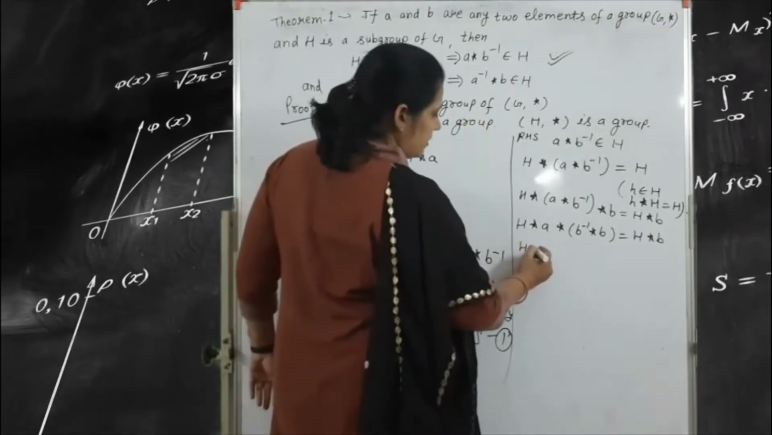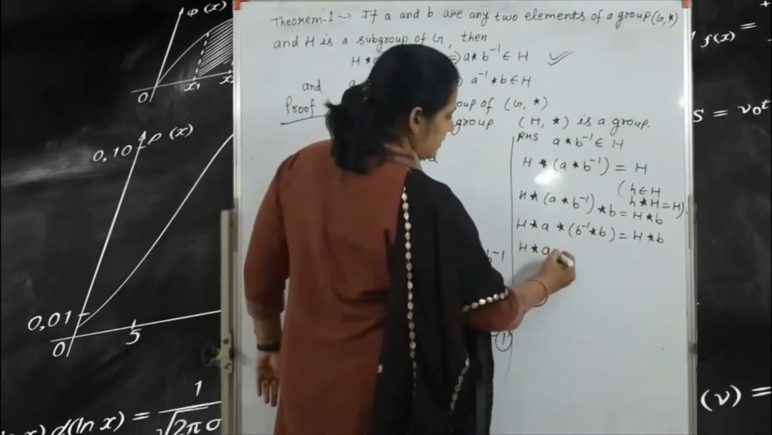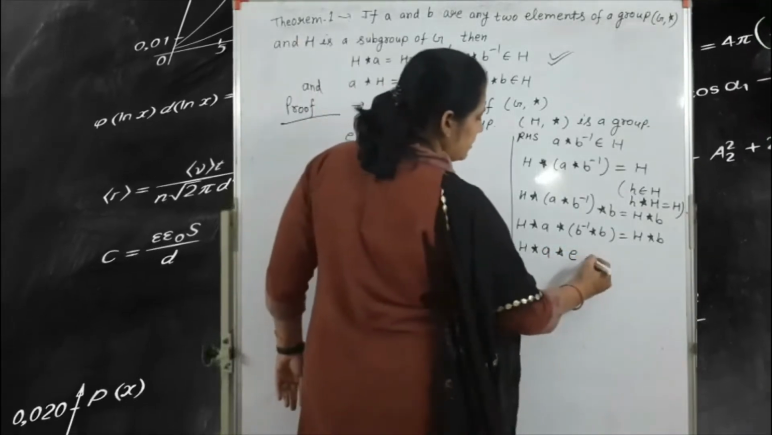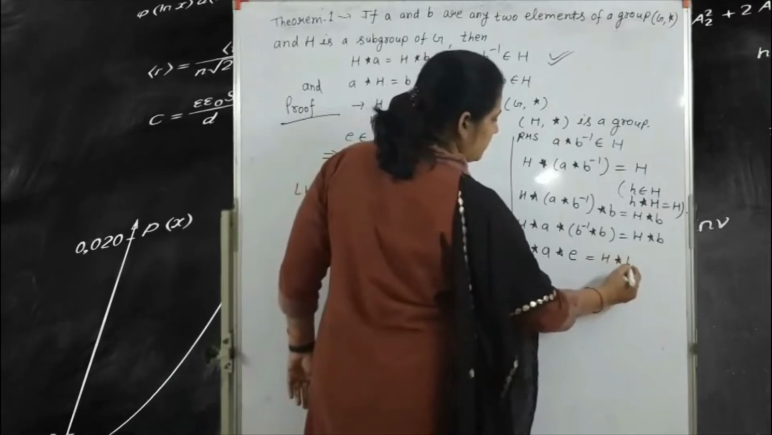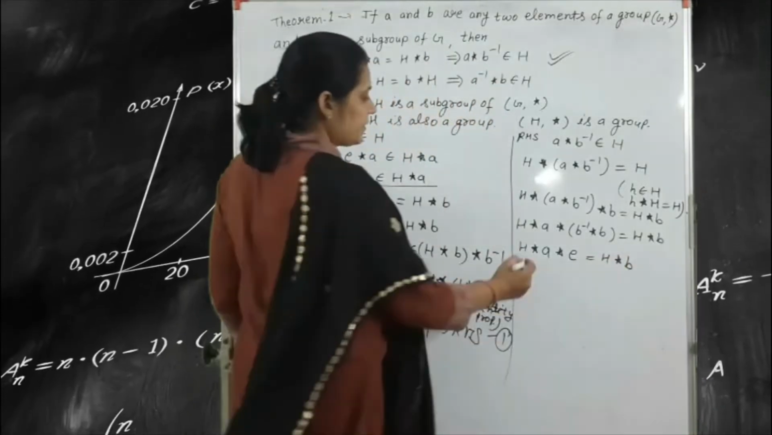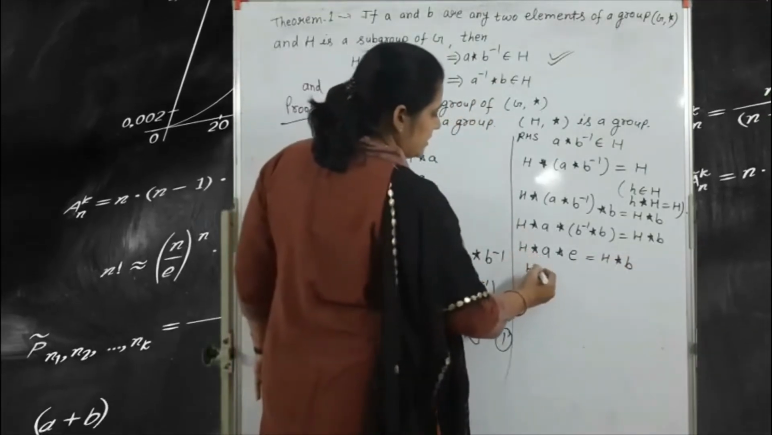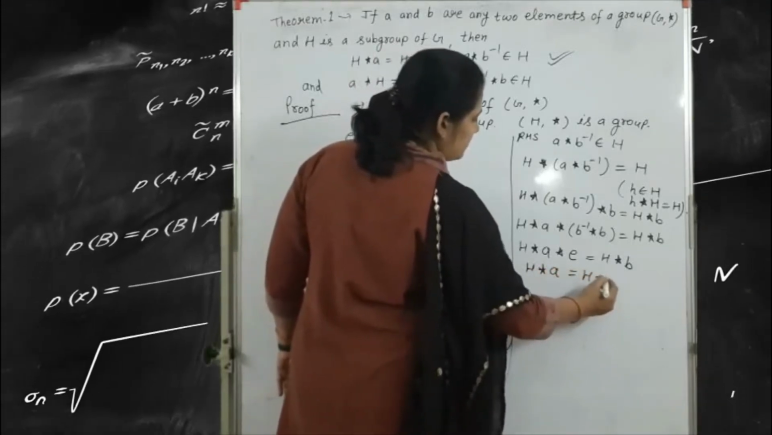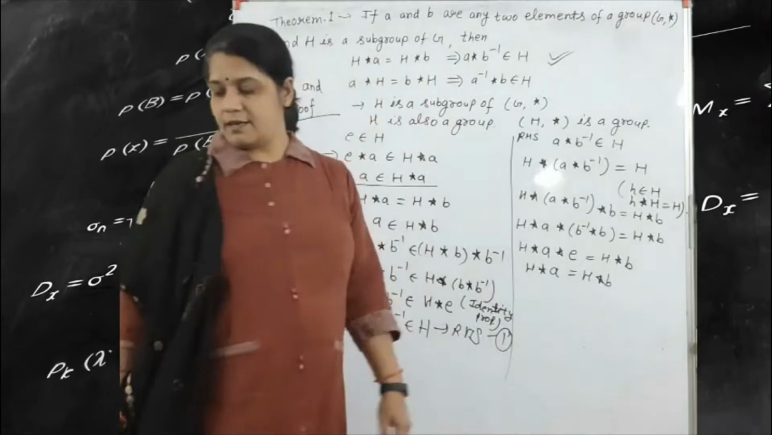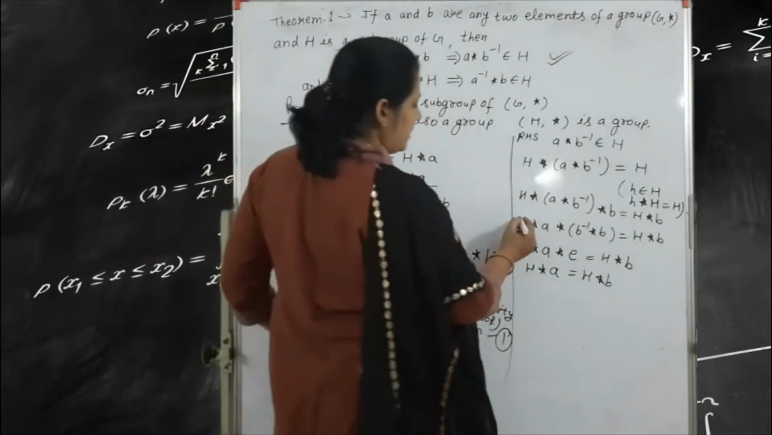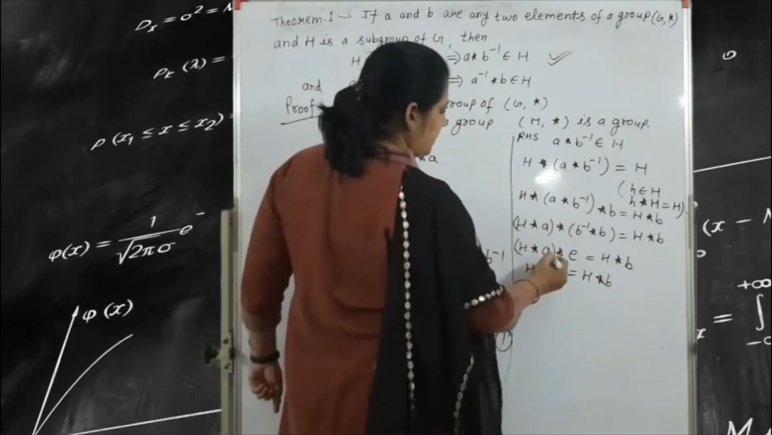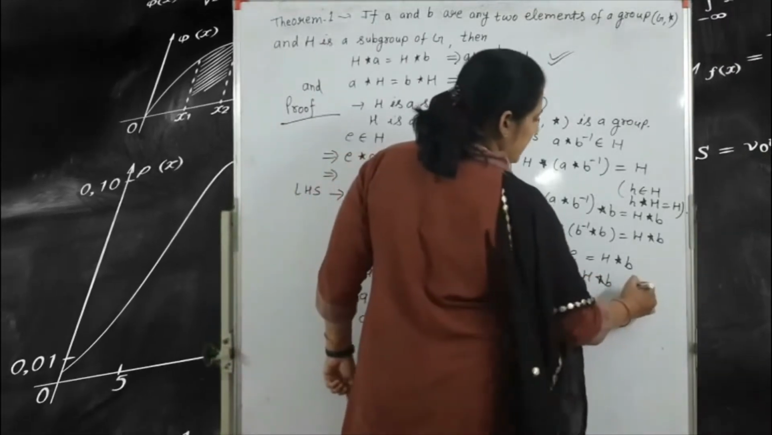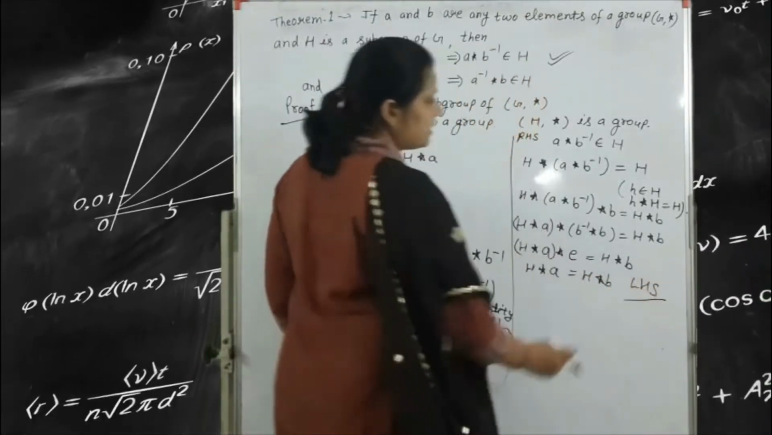Next one is H star A star E. Got it? So here H star B. Next one is H star A is equal to H star B, because E is the identity element. Here we write the bracket: E is the identity element. That means here we find out the LHS.